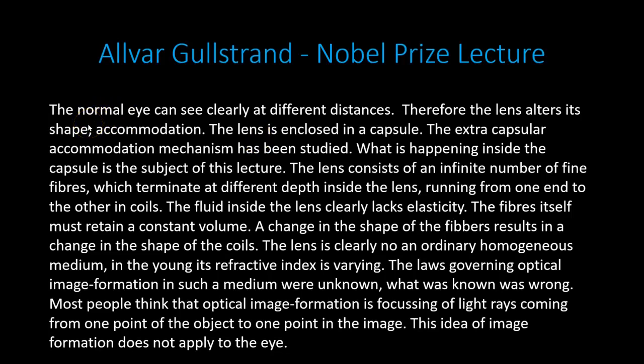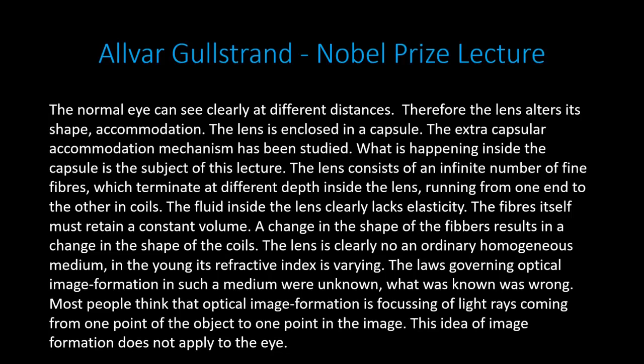The normal eye can see clearly at different distances. Therefore, the lens alters its shape. That is called the accommodation process. The lens is enclosed in a capsule. The extracapsular accommodation mechanism has been studied. What is happening inside the capsule is the subject of this lecture.